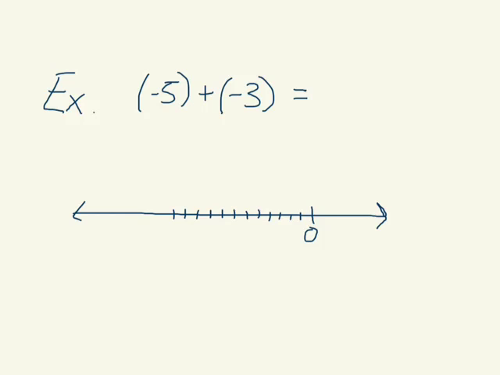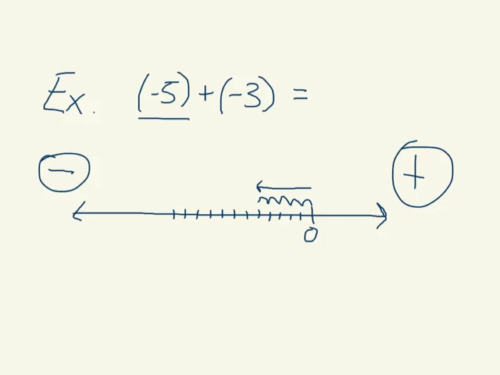Okay, and so we're going to start with the first one, represented -5. That means negative, remember, is over to the left, positive is to the right. So we are going to jump 2, 3, 4, 5 places to the left. Okay, so our first integer gets us to -5.